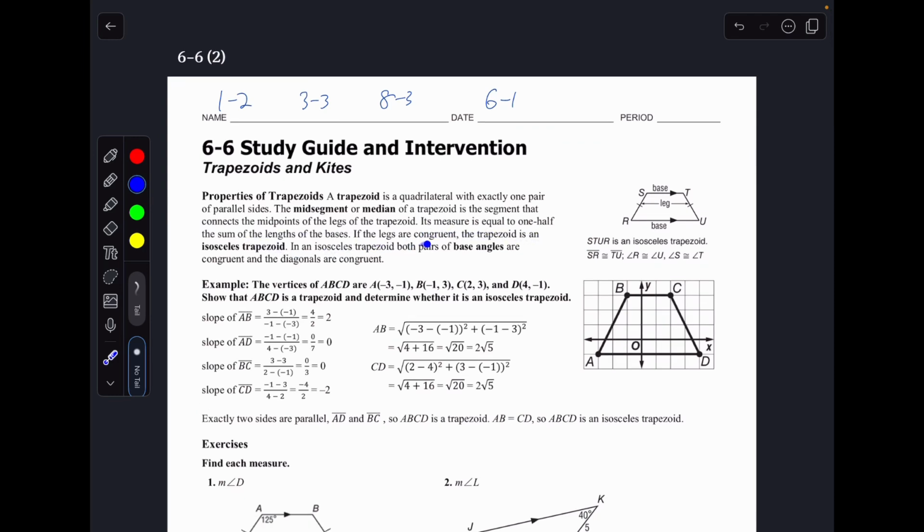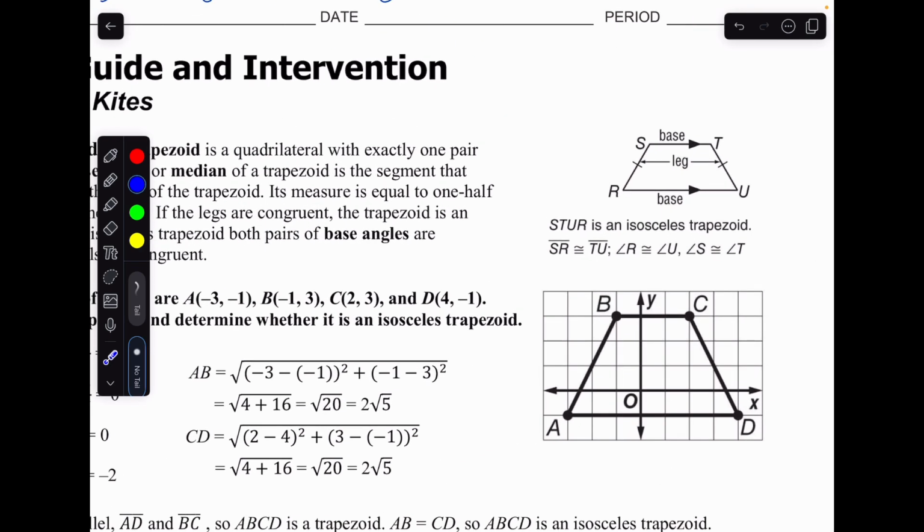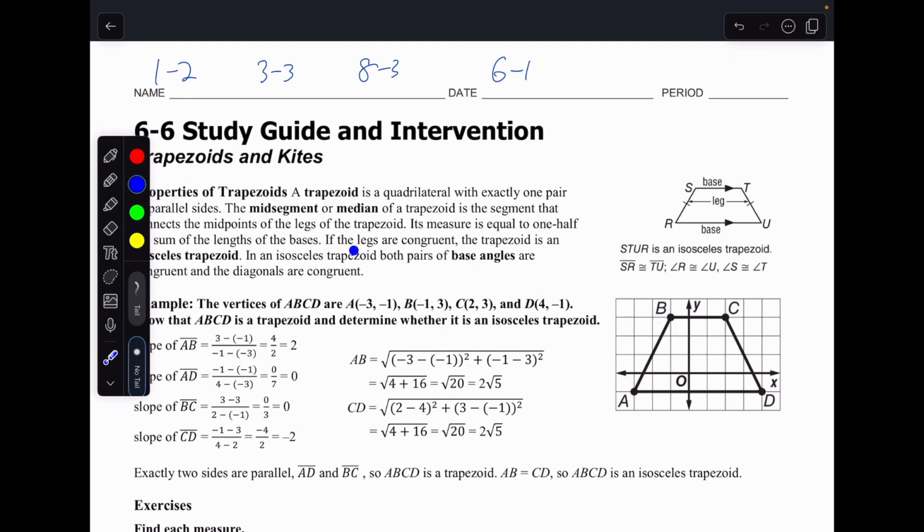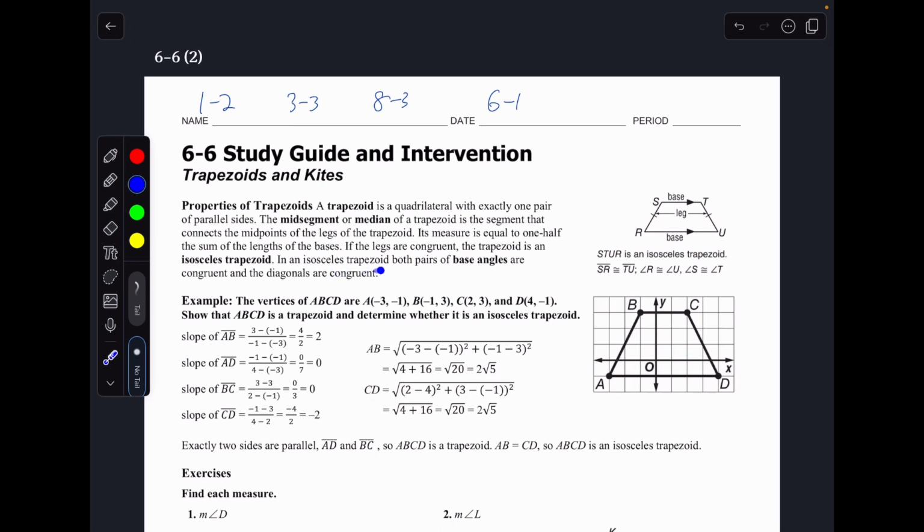If the legs are congruent, then the trapezoid is an isosceles trapezoid. So if this leg and that other leg are congruent, you have those markings saying that these are congruent. So it's going to be an isosceles trapezoid. And when you have an isosceles trapezoid, the base angles are going to be congruent as well. In an isosceles trapezoid, both pairs of base angles are congruent and the diagonals are congruent.